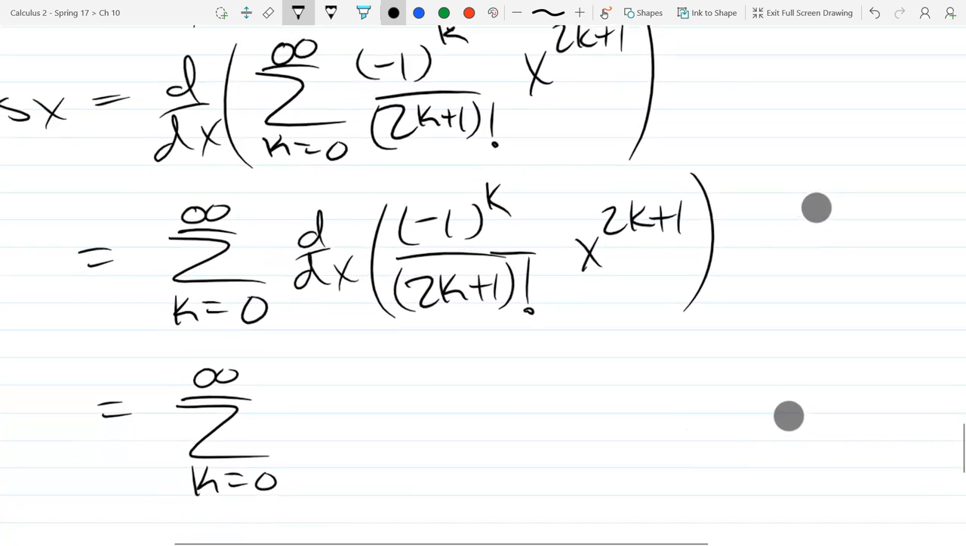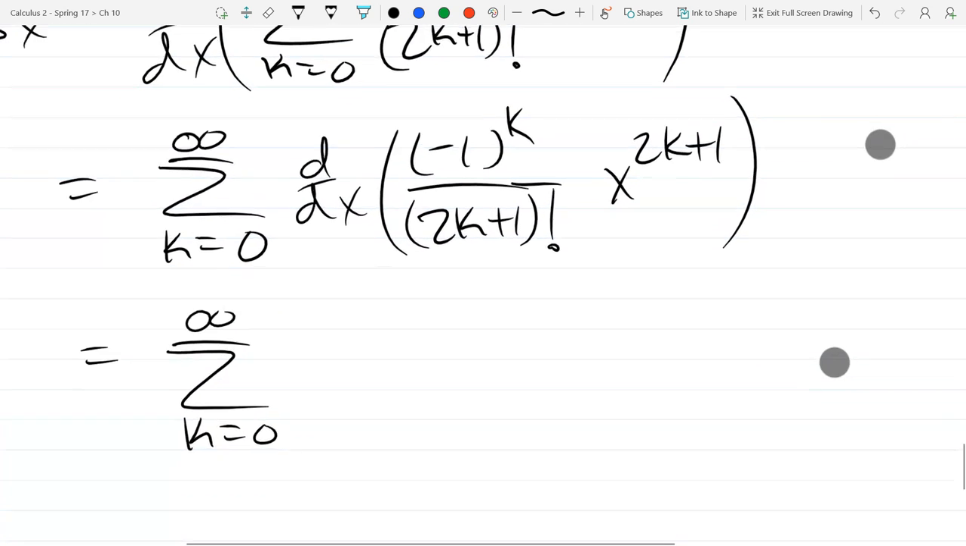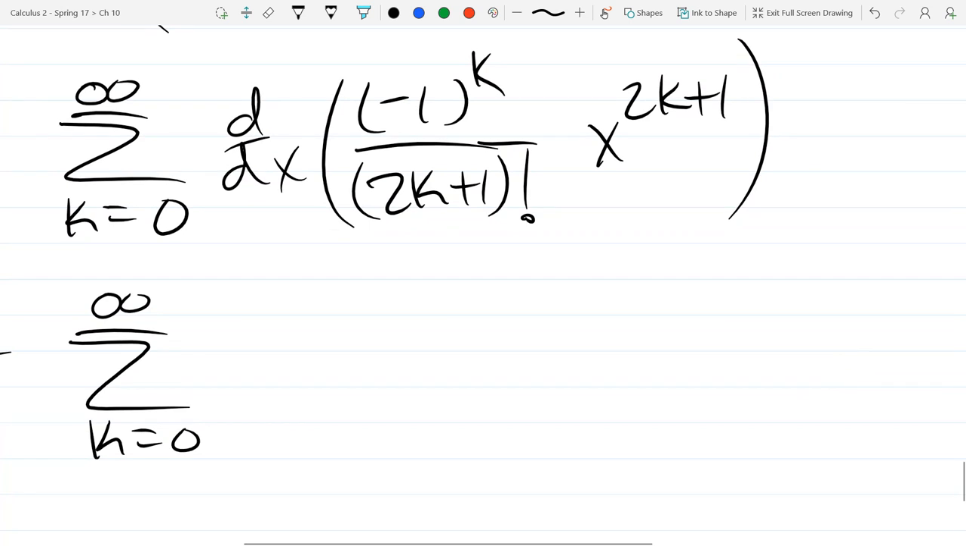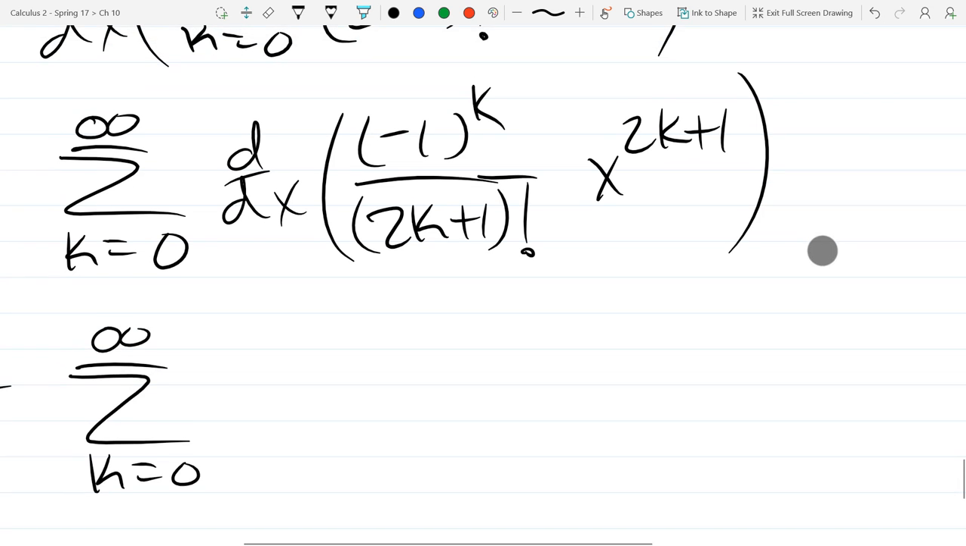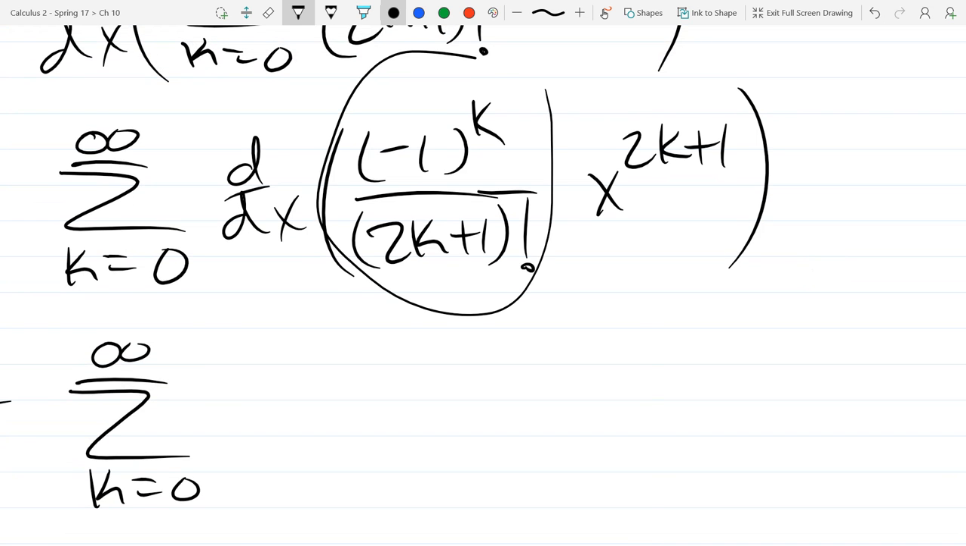So this problem is way easier than you're thinking. Remember, there is no try, there's only do. What is that term as far as the derivative is concerned? Just a number. That's a constant. There's no x's in there at all. It's an ugly number. It's got k's and whatnot and factorials, but don't be afraid. There's no x in there, so it's just a number. So I can push the derivative through.